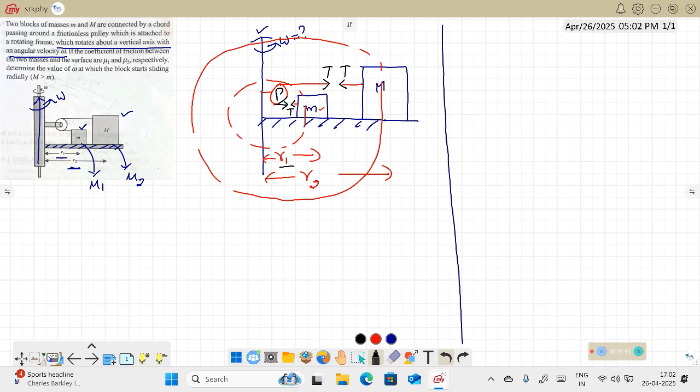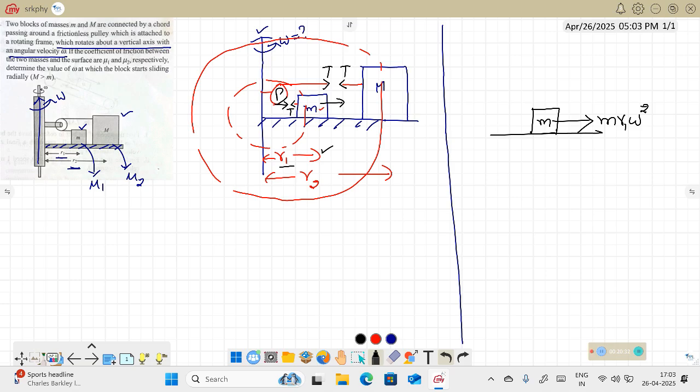So here one body, that is small m. When it is rotating, what forces are acting on it? With the rotation concept, there is a centrifugal force acting. Centrifugal force is an outward force, because when the body is rotating, a force acts in the outward direction. In terms of mass and angular velocity, you can write it as m r omega square. What is r here? The radius. What radius is small m rotating in? That is r1. So the force is m r1 omega square.